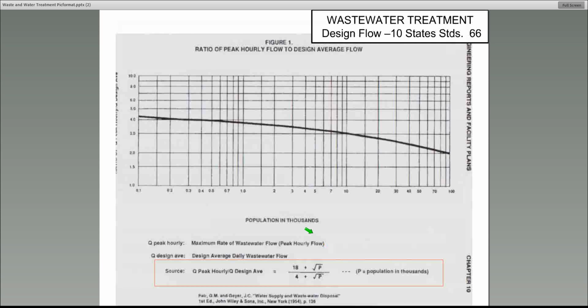Now this is the curve from the Ten States Standards again. They don't give you the curve in your civil engineering book, but they give you this formula. This table is based on population in thousands, and this is the peak factor over here. This is your peak factor. This is your Q peak hourly divided by your Q design average. So I want to give you an example. But look at this population that goes into this formula. This population on the x-axis is in thousands.